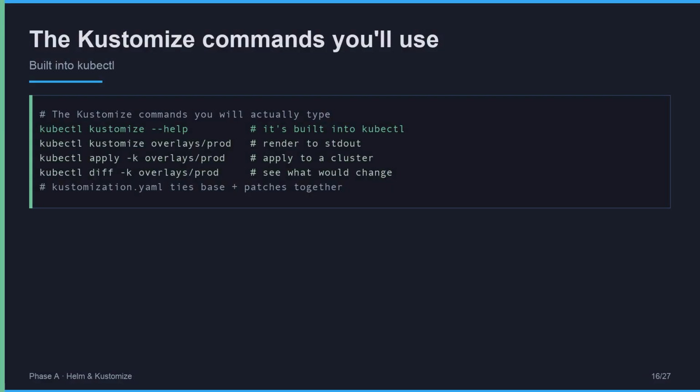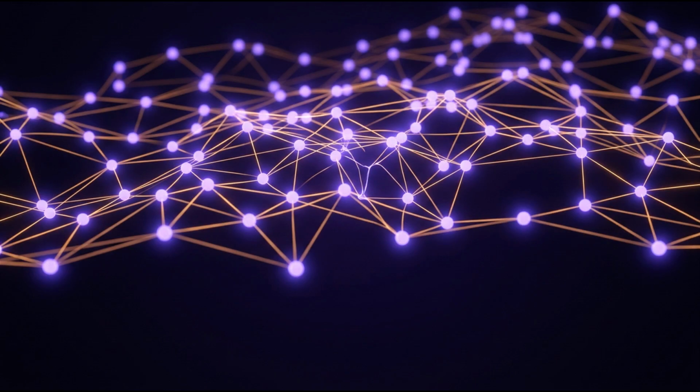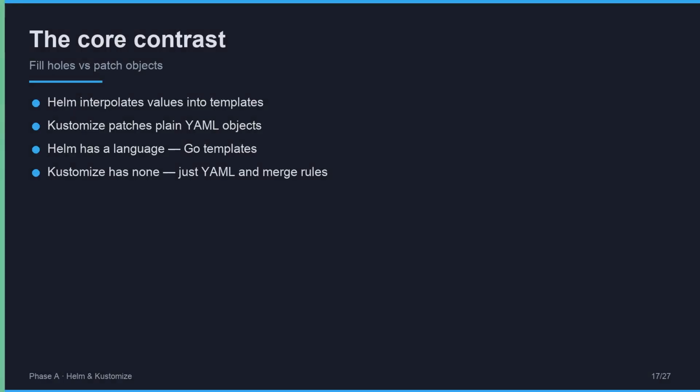And the Kustomize commands. Kubectl Kustomize help, because Kustomize ships inside kubectl. Kubectl Kustomize to render the merged YAML. Again, no cluster needed. Kubectl apply with the -k flag to apply it. And kubectl diff with -k to preview what would change. The glue that ties a base to its patches is a small file called kustomization.yaml. You will meet it in detail later. Plain YAML in, plain YAML out. No magic. So what is the real difference?